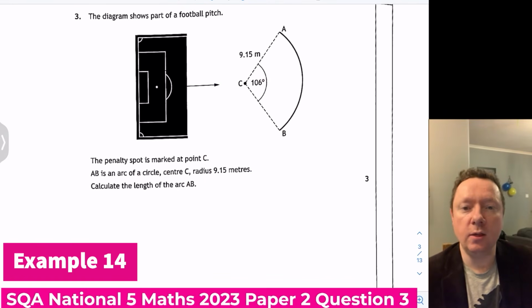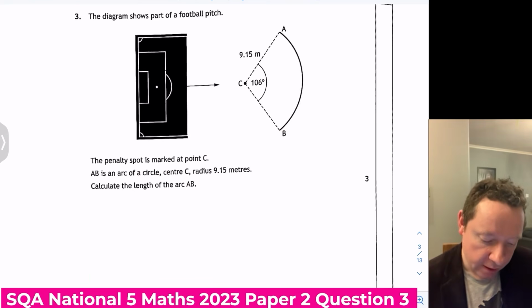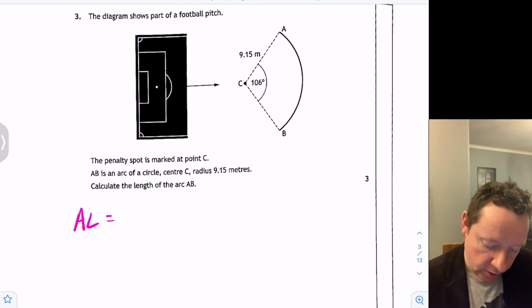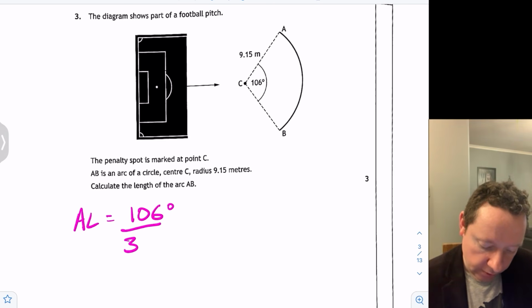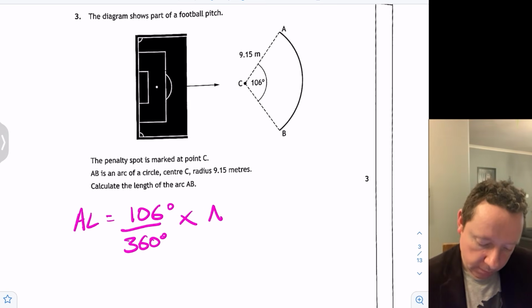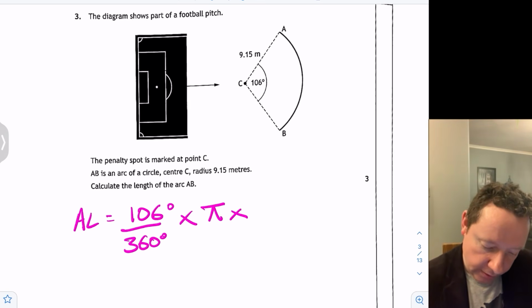Grade National 5 Maths 2023, Paper 2, Question 3. The diagram shows part of a football pitch. The penalty spot is marked at C. AB is an arc of a circle, radius 9.15. Calculate the arc length. So arc length is just angle, 106 degrees out of 360 degrees, times pi times diameter. The radius is 9.15, so the diameter is 9.15 times 2, which is 18.3.